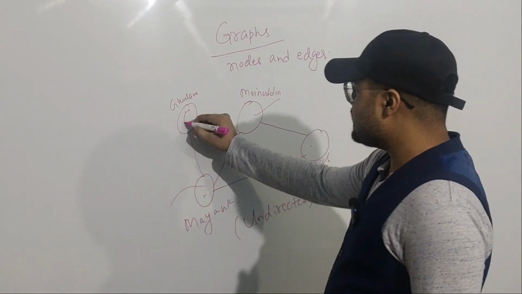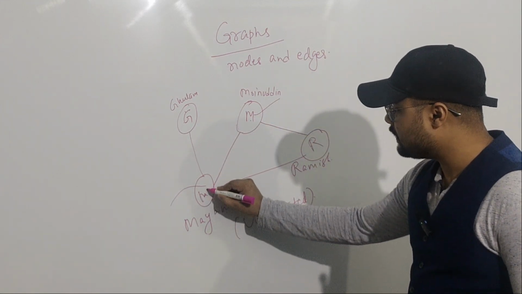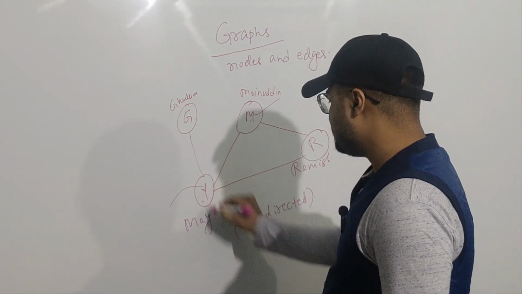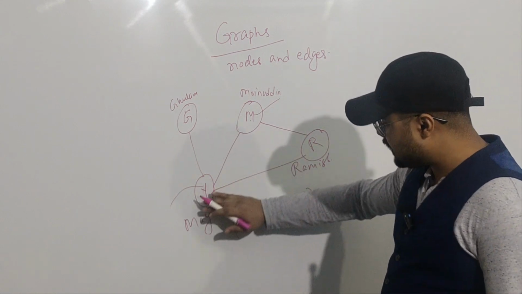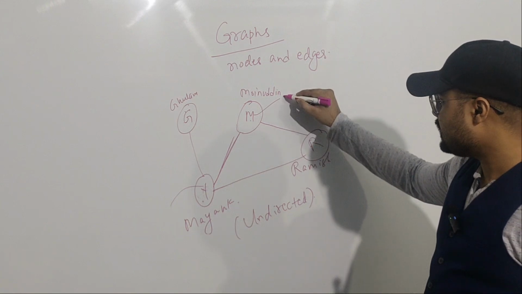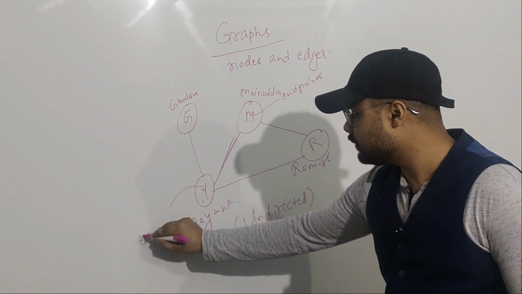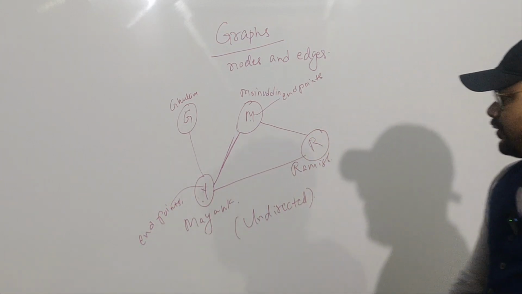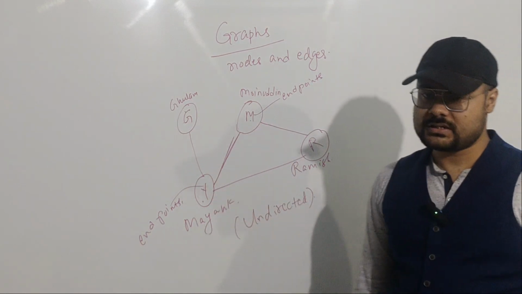Let me just give the names as G, M, R, and this as Y. So these vertices are called the endpoints of this edge. For this edge, these are the endpoints. We will also see that M and Y are adjacent vertices.